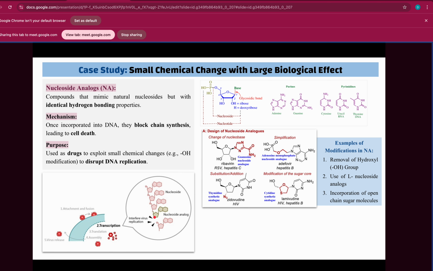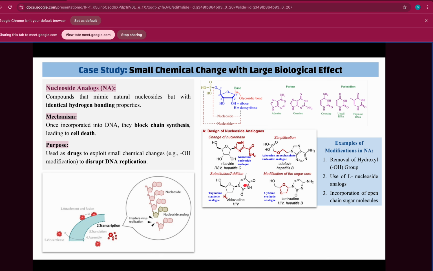because normally we require the OH group at 3' position of this sugar so that it can extend, it can form a phosphodiester bond with the next nucleotide. So in this case, because this 3' OH group is missing, as we know that removal of hydroxyl group can also give rise to nucleoside analog, that hydroxyl group is missing, so now it cannot extend further, the DNA chain cannot extend, so it will interfere with the replication of that particular virus.